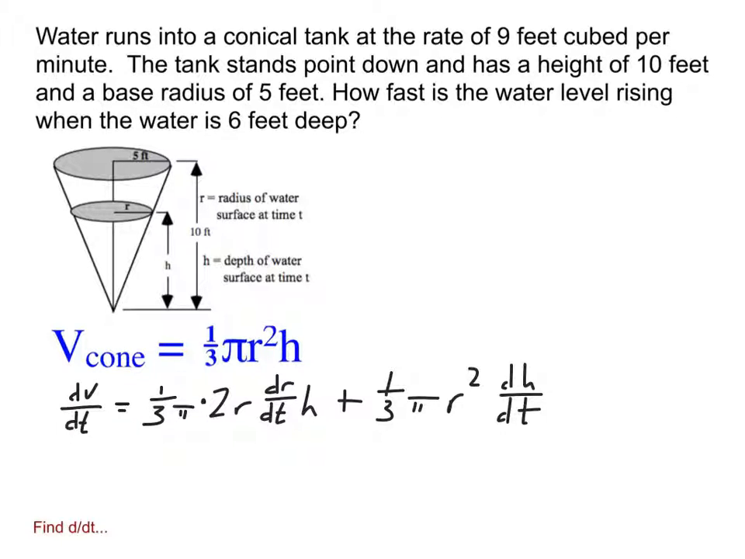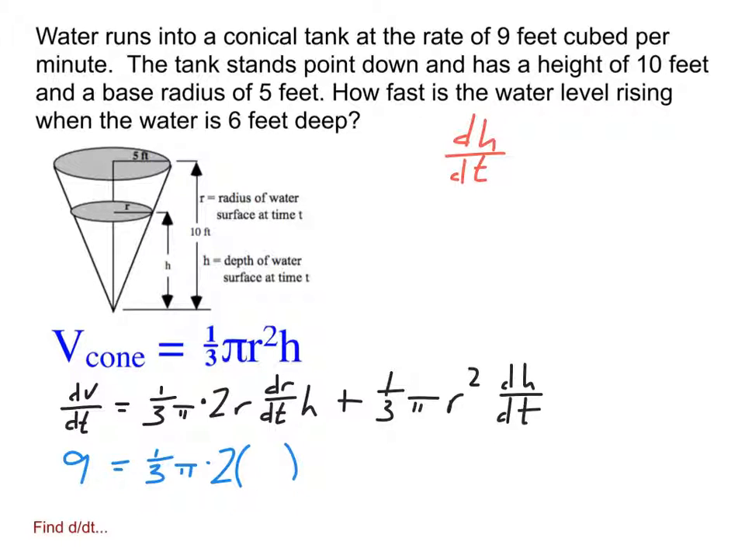So we know it's flowing in at a rate of 9 feet cubed per minute, so we put the 9 in there. 1/3 pi, of course, stays at 1/3 pi times 2r. Do we know what the radius is at this time? Well, I don't at the moment. I might be able to figure it out, though. I'll come back to that. dr over dt. Do I know what dr over dt is? Well, that's how quickly the radius is changing. I know I'm trying to find how fast the water level is rising, so that means I'm trying to find dh over dt.